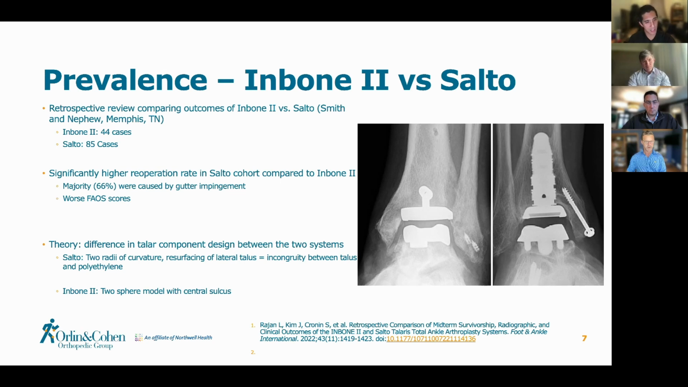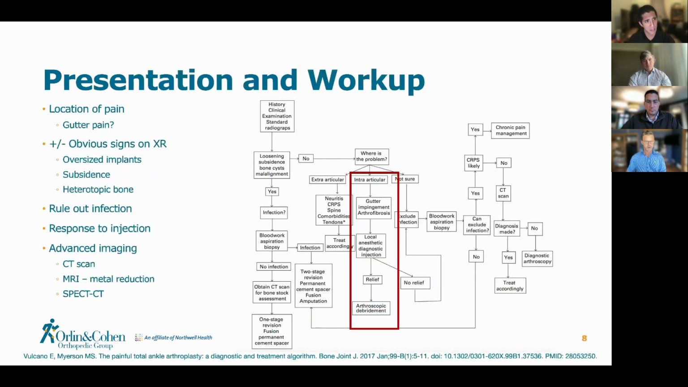The theory is this could be secondary to a difference in design, specifically the talus. In the Salto, you'll see on the left-hand side, there is a talar component that has 2 different radii of curvature, larger on the lateral side and smaller on the medial side. And there's thought that this incongruity can cause incongruity between the talus and polyethylene, thereby leading to third body wear and heterotopic bone formation. But again, we're still not sure why this happened in this case.